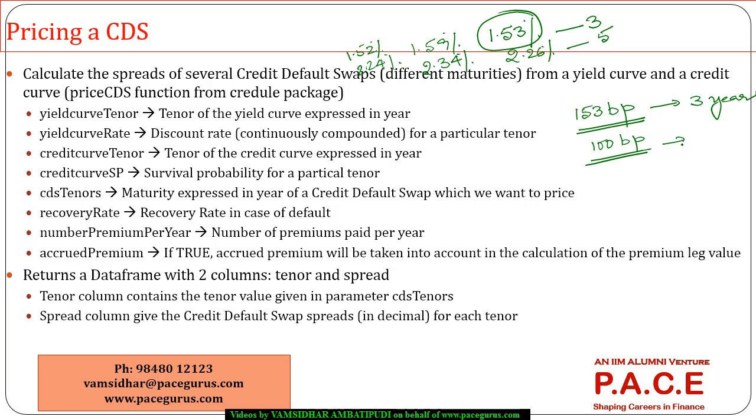this is where there is an upfront premium that needs to be paid now from a protection buyer to a protection seller, because protection buyer has 153 basis points to be paid every year, adjusted quarterly. But actually he is paying only 100 basis points every period, every year adjusted quarterly. So this is one reason there is an upfront payment from one party to the other party.